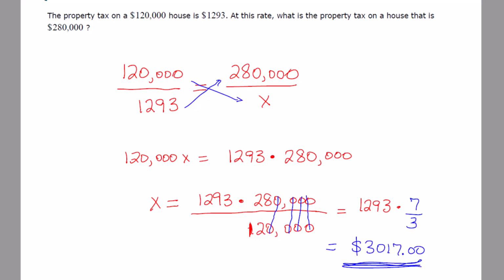And so what else? Let's see, 4 goes into 12 3 times. 4 goes into 28 7 times. So that makes this a bit easier to do. So I'm going to take 1293 times 7 and then divide that result by 3.